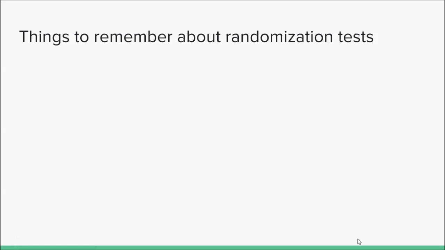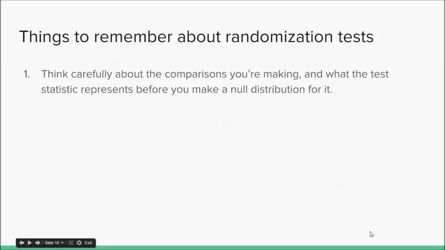Okay, so as a little summary to this section, here are some things that you should remember about randomization tests. First, you need to really think carefully about the comparisons that you're making and what the test statistic represents before you make a null distribution for it. For example, with the first graph that I showed you with the unequal temporal bins, you could shuffle your data in many different ways at many different levels, and that's often true. So you need to think carefully about where you want to shuffle and what that shuffling produces, and whether the null distribution that you produce will be a sensible way to compare your data.